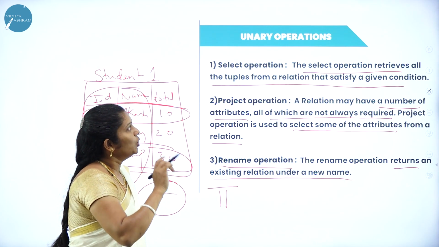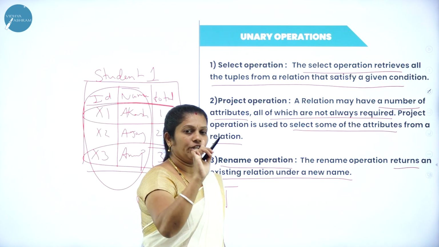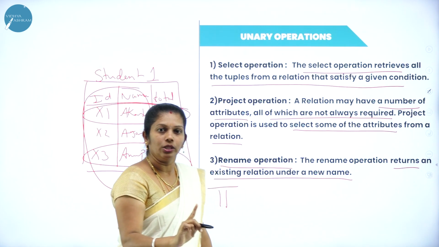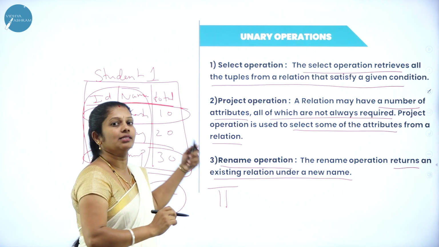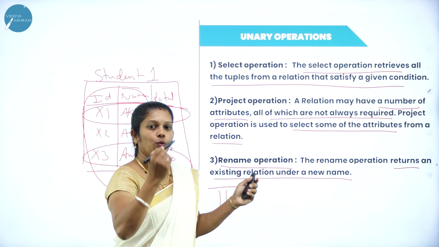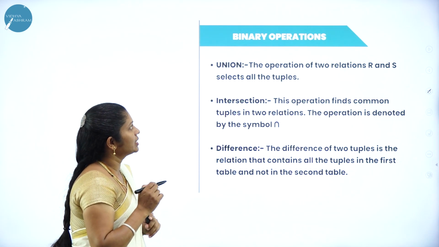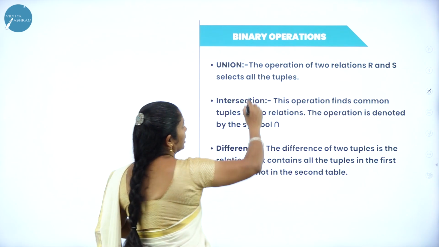These are the few unary operations. Unary operations apply only to one table. On that one table, we can access the records, columns, and if I want, I can rename also. Next, we'll discuss binary operations.